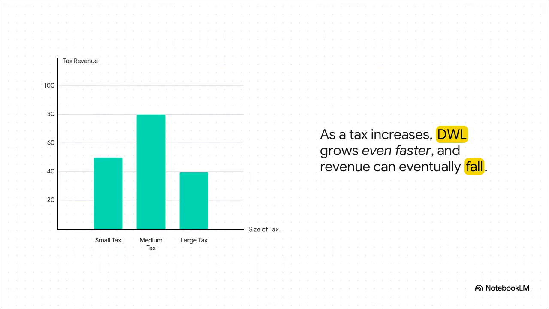You start with a small tax. You get a decent amount of revenue, and the deadweight loss is tiny. No big deal. You make the tax bigger. Okay, your revenue goes up, but that deadweight loss is now growing much, much faster. And then you hit this bizarre tipping point. If you make the tax really big, it discourages so many trades, it basically kills the market, that your tax revenue actually starts to go down, all while the deadweight loss becomes absolutely enormous.